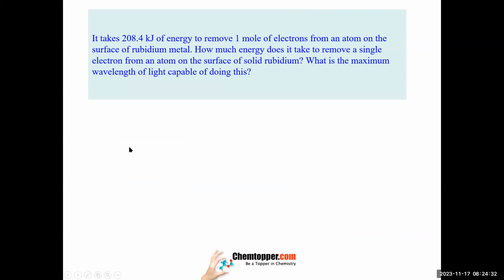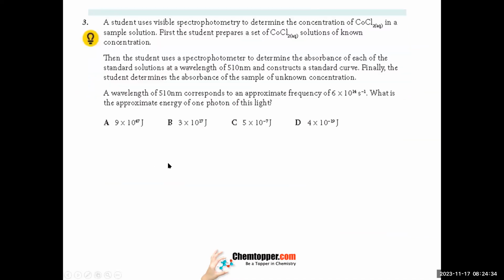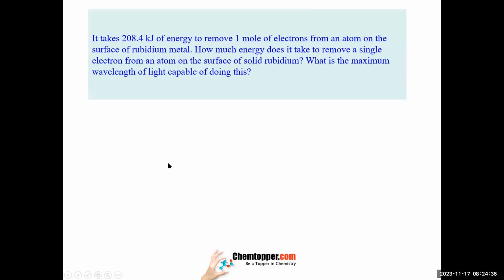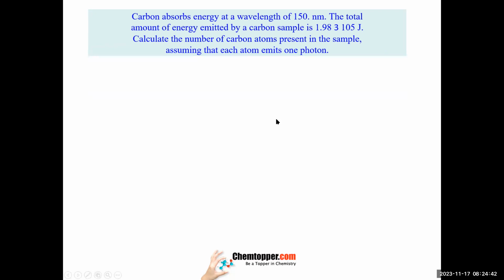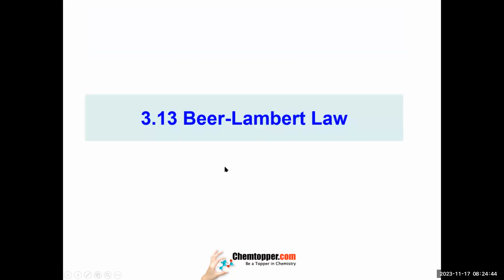So this topic is done. It's a very important topic, very simple. Every time we are using that Planck's equation, frequency, wavelength, speed of light, these kind of relationships, right? Now we are starting the next one, the Beer-Lambert's law. Beer-Lambert's law is a kind of lab. It's an AP chemistry lab.